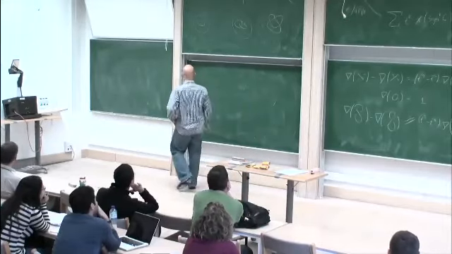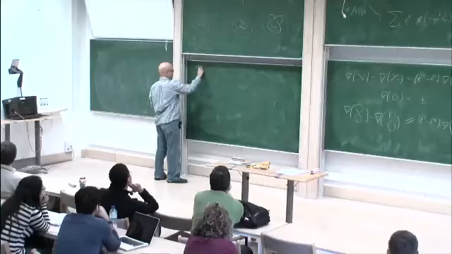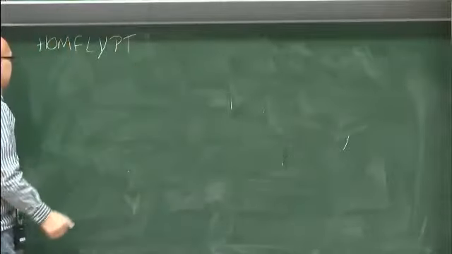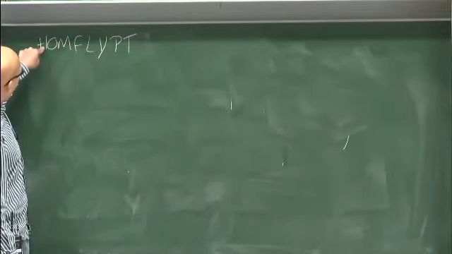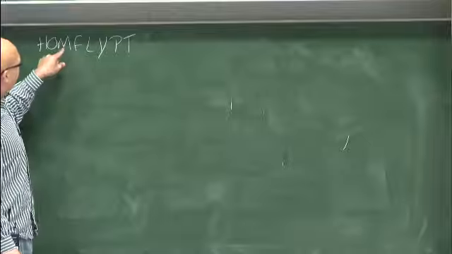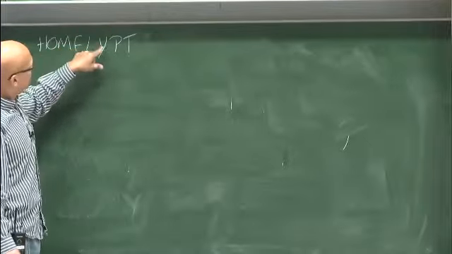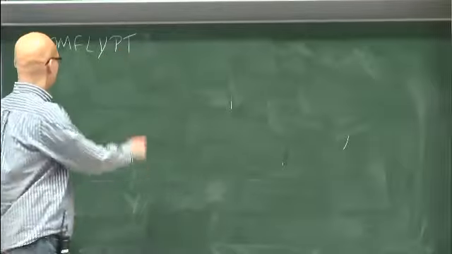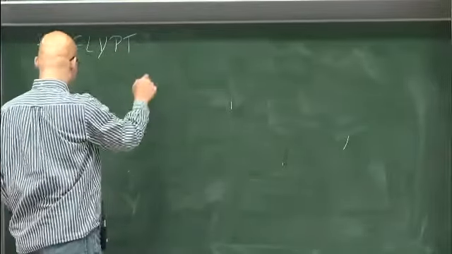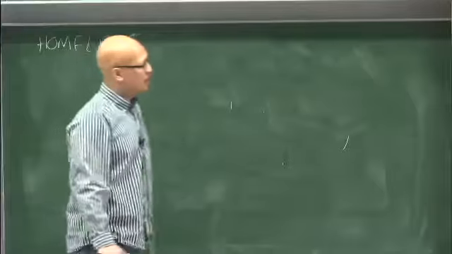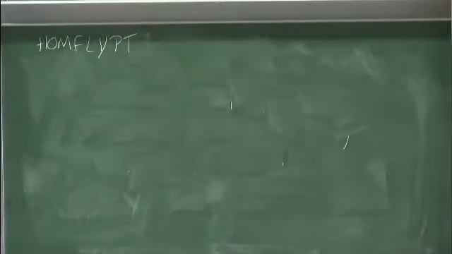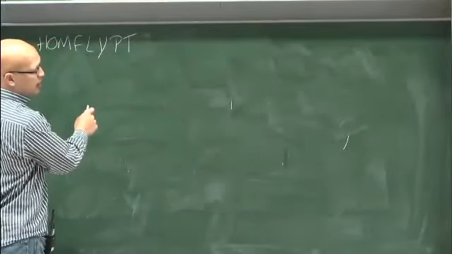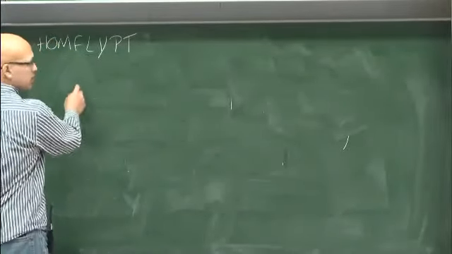Then there's the HOMFLY polynomial. These are like eight people who all apparently discovered this simultaneously. Their names are Hoste, Ocneanu, Millett, Freyd, Lickorish, Yetter, Przytycki, and Traczyk. Well, the last two probably didn't do such a good job. Anyway, it's quite similar to this one, except there's one more variable. And for no apparent reason, I'm going to change t to q now.